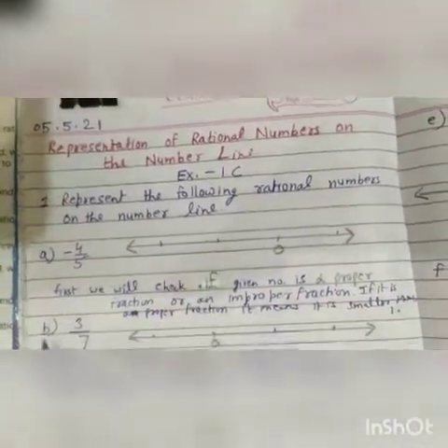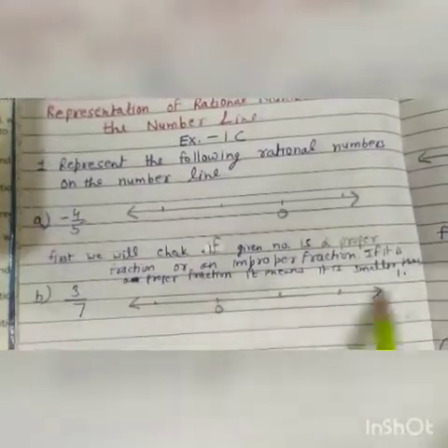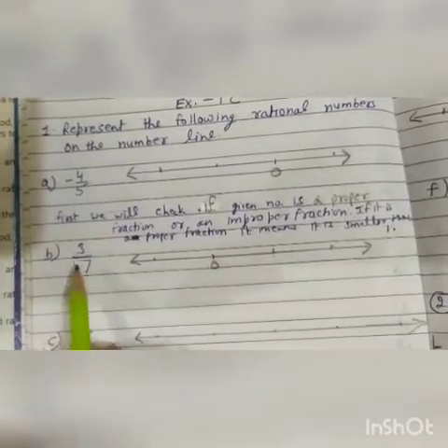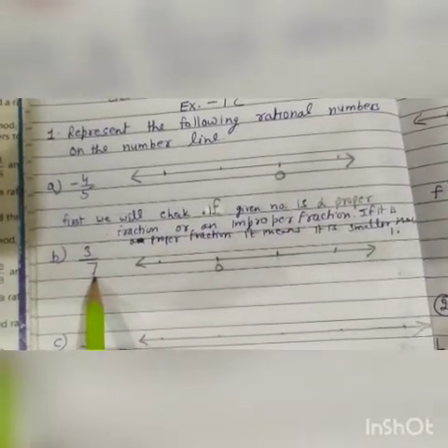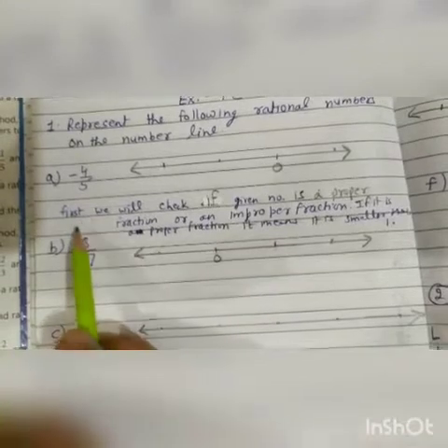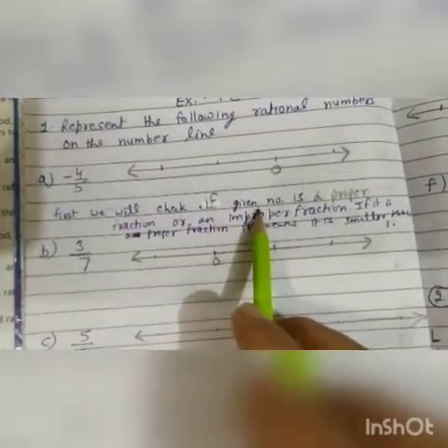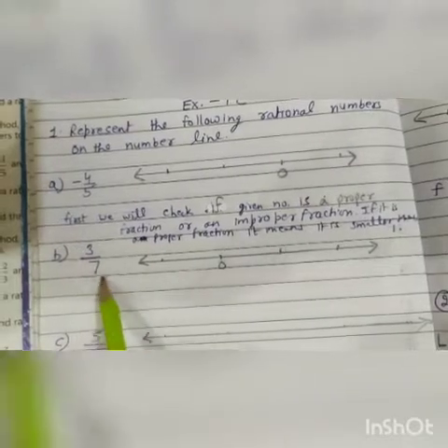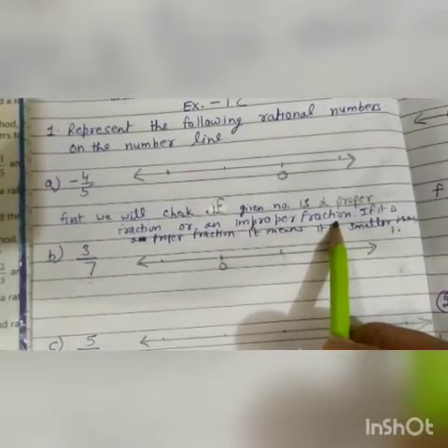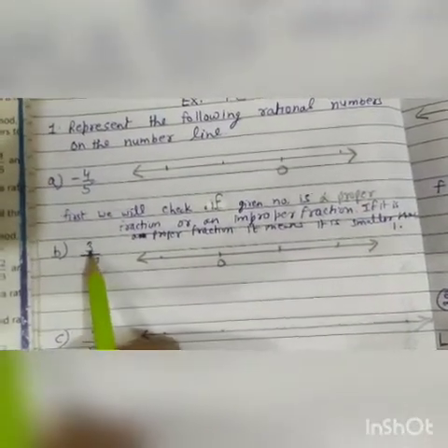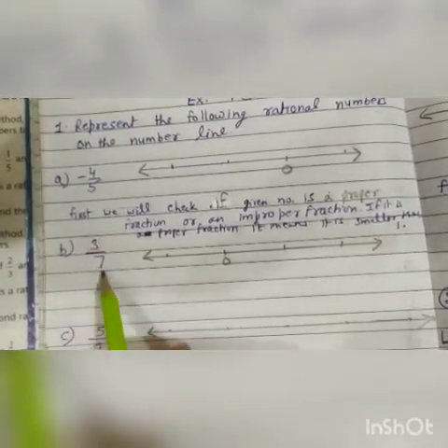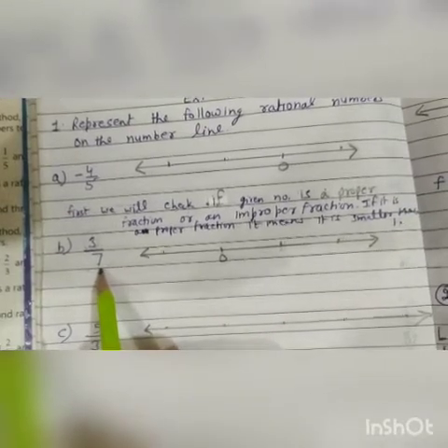Students, first I am explaining its B part, not A part. In B part, we have to show 3 upon 7. So, to represent a rational number on the number line, what do we do? First of all, we will check if the given rational number is a proper fraction or an improper fraction. Proper fraction means the numerator is smaller than the denominator.